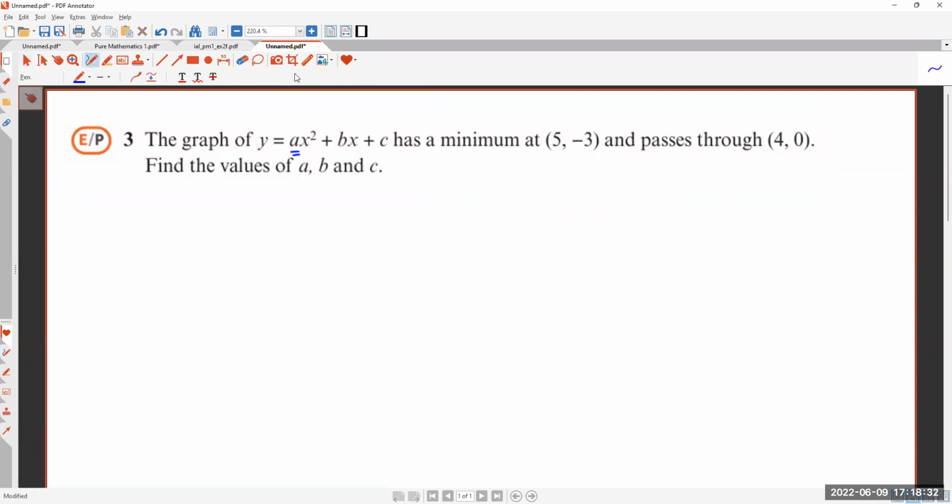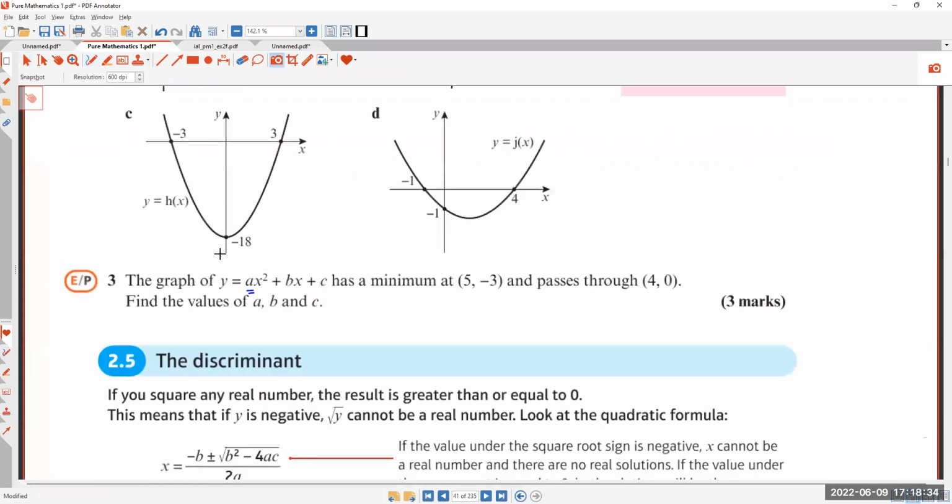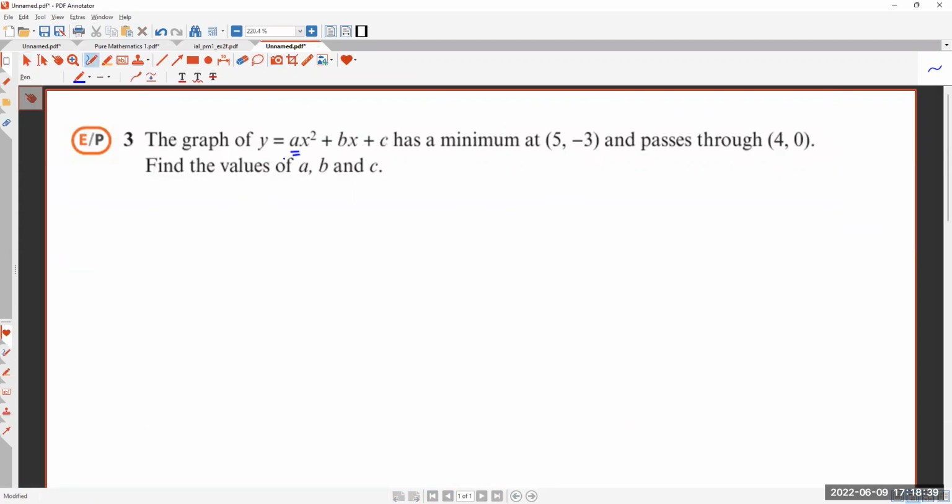Okay, it was in exercise 2F if I'm not wrong. Exercise 2F, question number 3. Okay, P1, second chapter. So now to do this, look, it looks like any quadratic equation. All they gave us is a minimum point and also where it is crossing the x-axis.